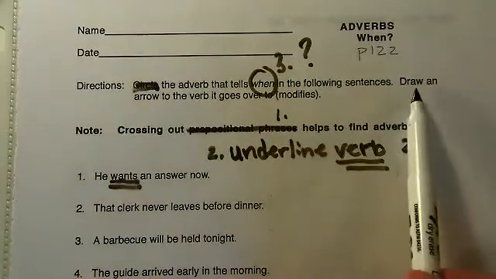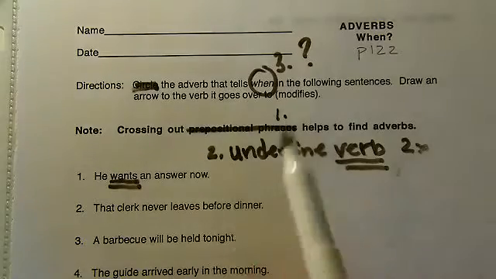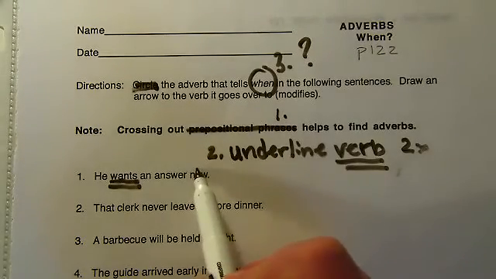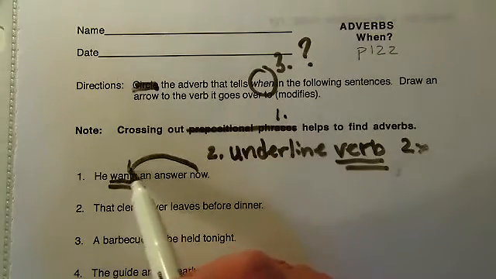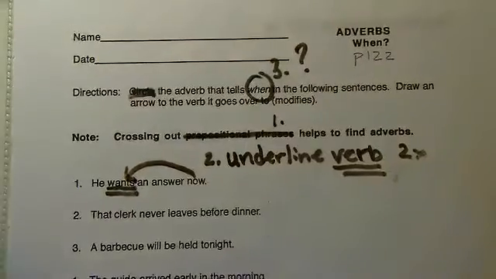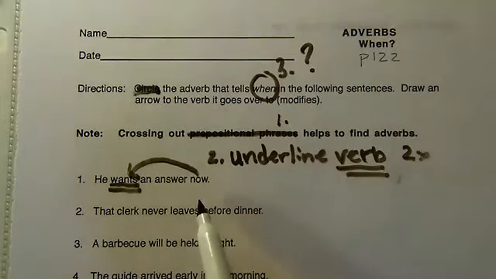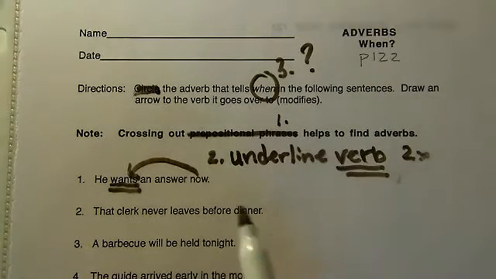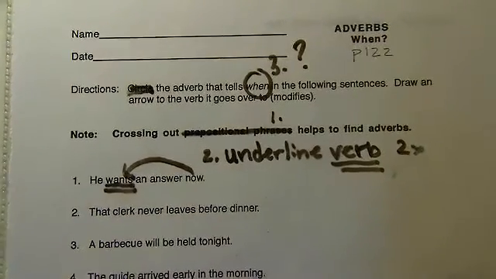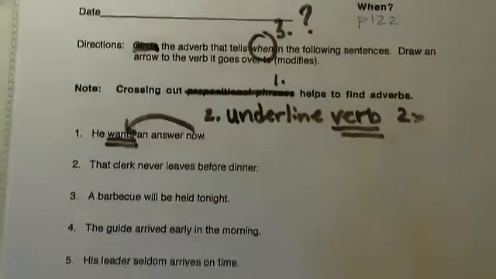So the directions tell us to draw an arrow to the verb that the adverb modifies. So we're just going to do this. I changed the directions a little bit because with all the circles and the lines, it's going to get confusing. I want you to be able to identify the noun and the verb. The adverb and the verb. And that's going to make it a little easier. All right, let's try another sample.